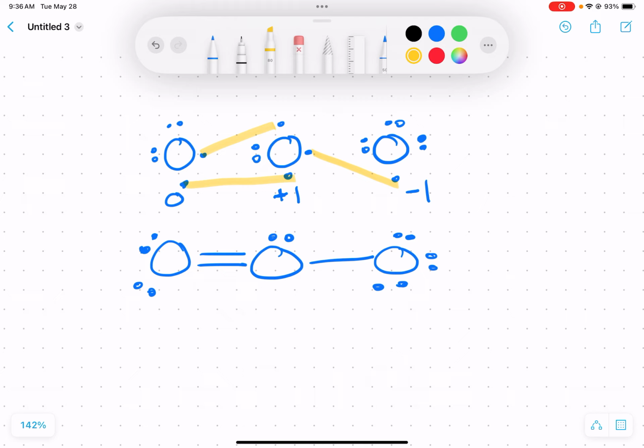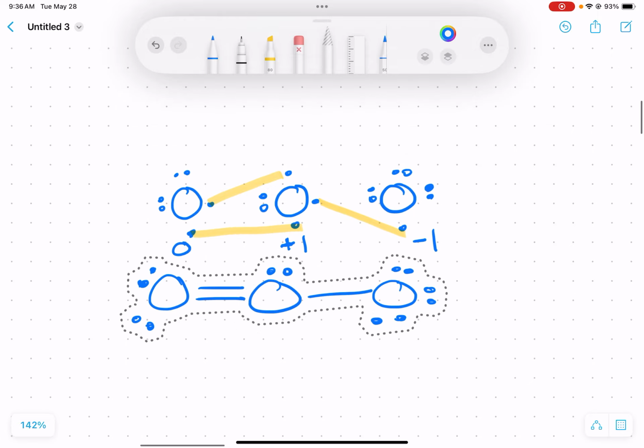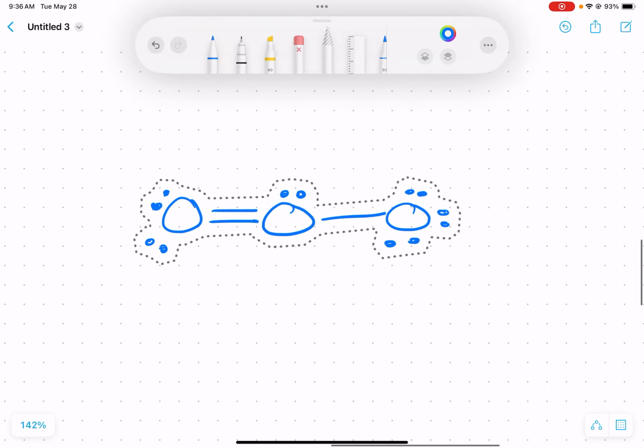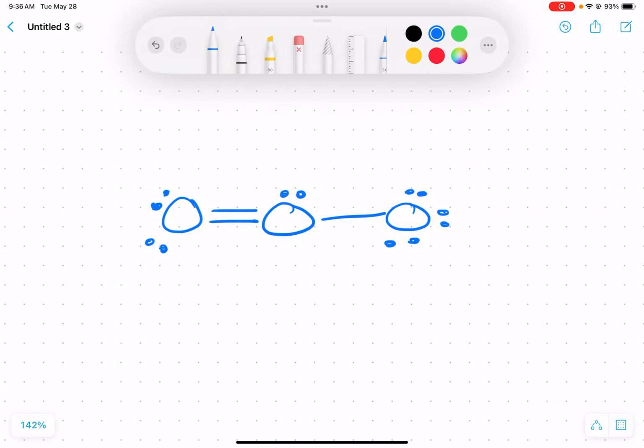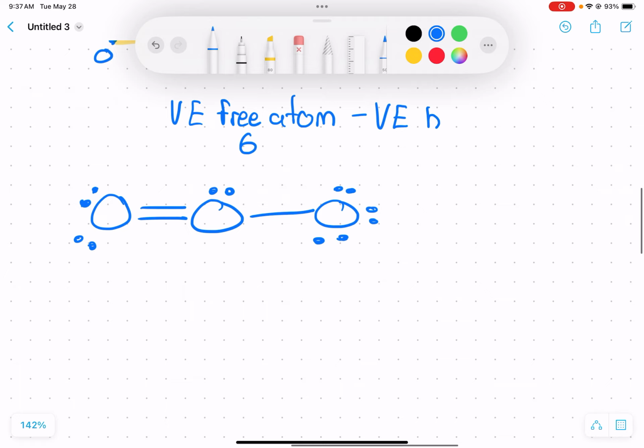But let's pretend that instead of drawing the Lewis structure, I had just given you this Lewis structure and said, what is the formal charge on each of these atoms? Okay, so formal charge, you're going to take the valence electrons in what we call the free atom, so not bonded to anything. In this case, it's 6 for the oxygens, right? And then you're going to subtract the valence electrons in the bonded atom, like within this molecule. So how do we count valence electrons within the molecule?